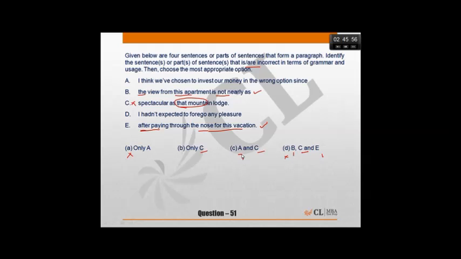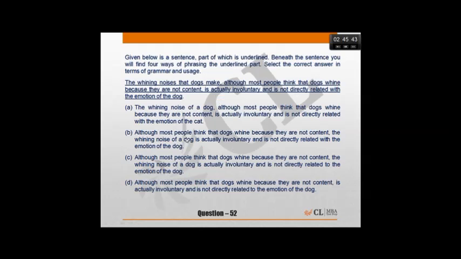That means A has to be the one I have to look at. I think we have chosen to invest our money in the wrong option. Wrong option seems to be okay. I don't see anything wrong with this. So I'll go ahead with choice A. Next question. Another question of grammar.